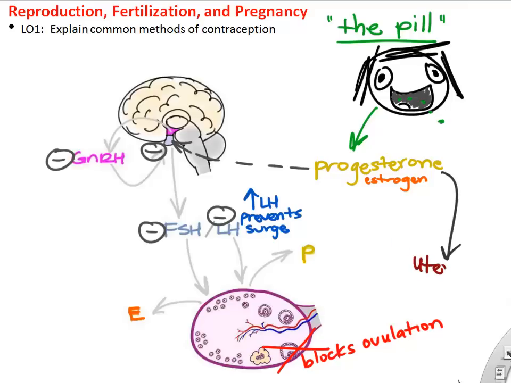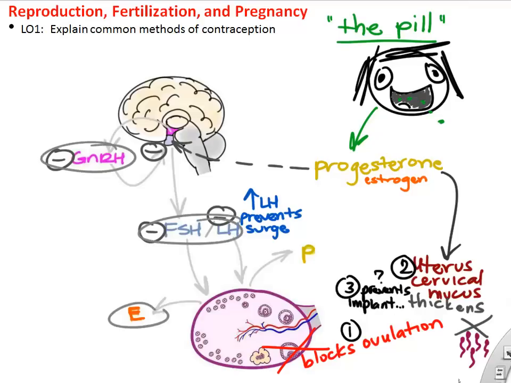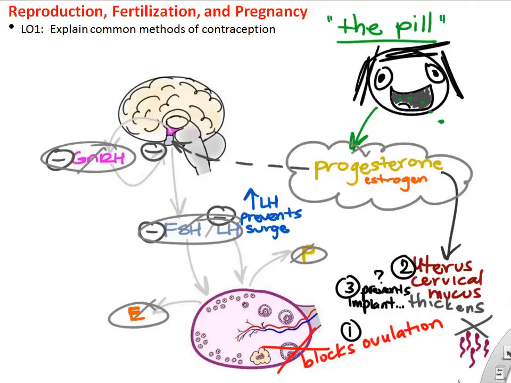It also affects the uterus by increasing the cervical mucus and causing it to thicken so that sperm have less access to the cervical canal. And so again, between blocking ovulation and blocking the cervix, that's pretty much what you need to reduce the risk of pregnancy. It might also affect implantation as well, if anything did actually get fertilized. So that's an example of the birth control pill.